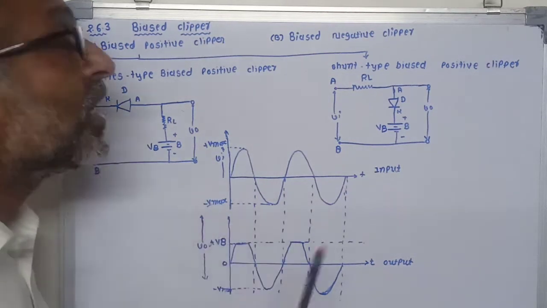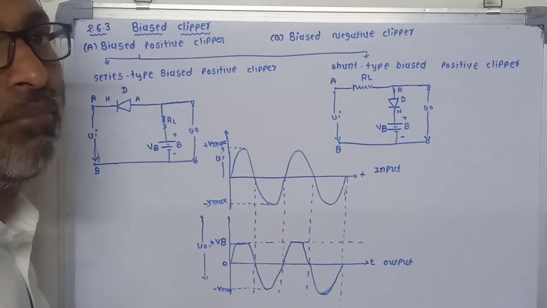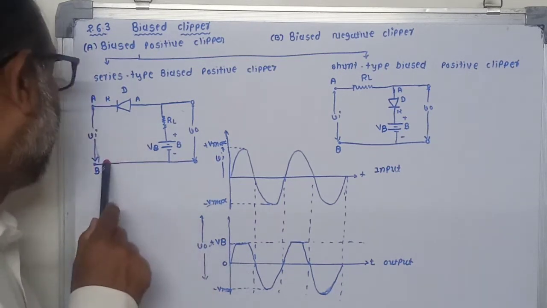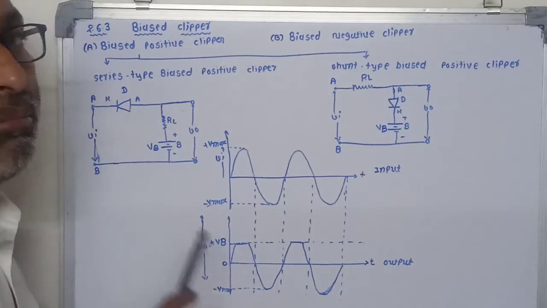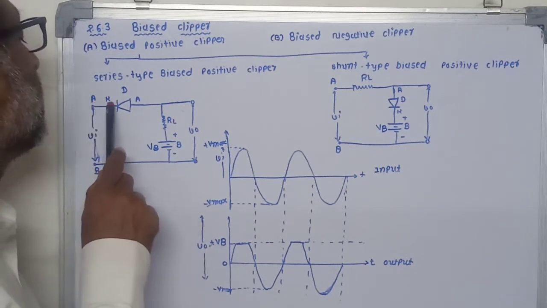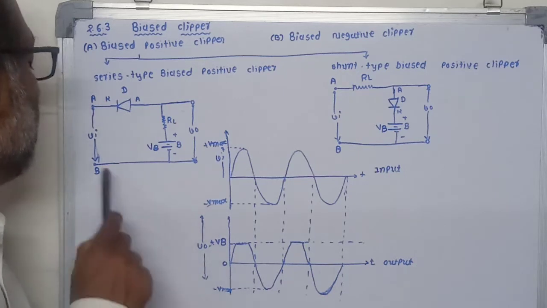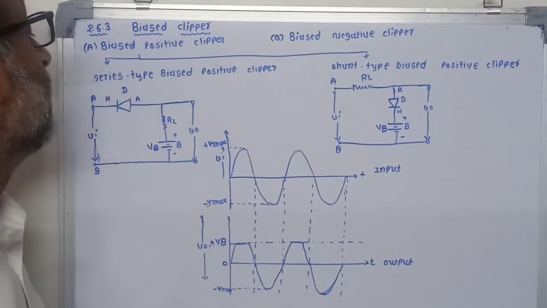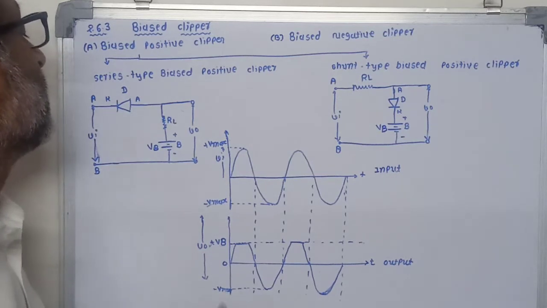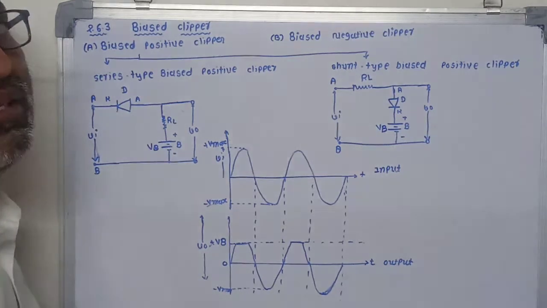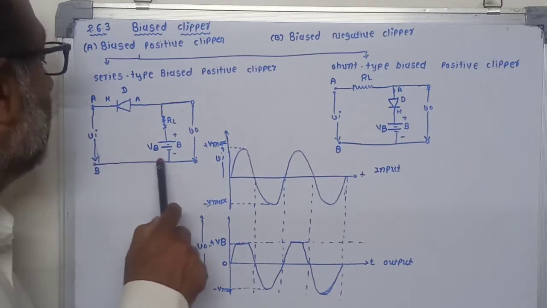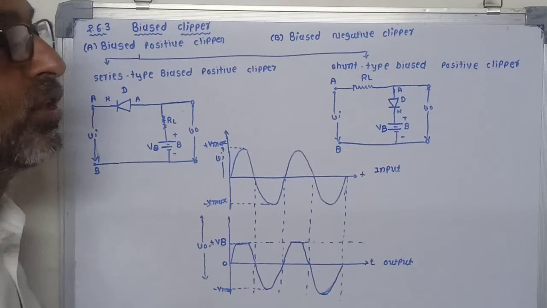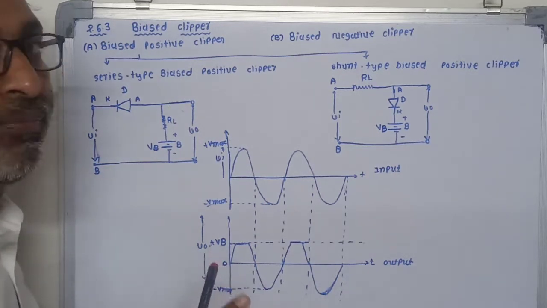So during the positive half cycle of the input, terminal A is positive compared to terminal B. Now this A terminal is connected to the cathode of the diode, and this B terminal is connected to the anode terminal of the diode. So in this case, the diode is in reverse bias condition. That means it acts as an open circuit.